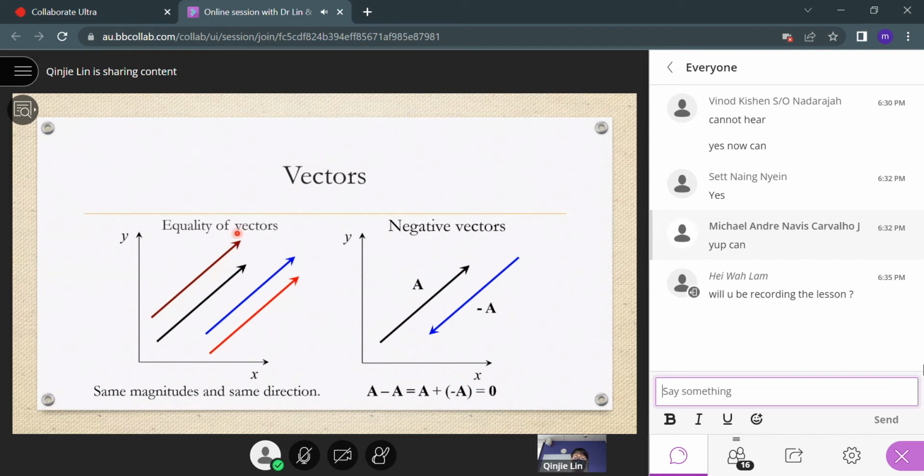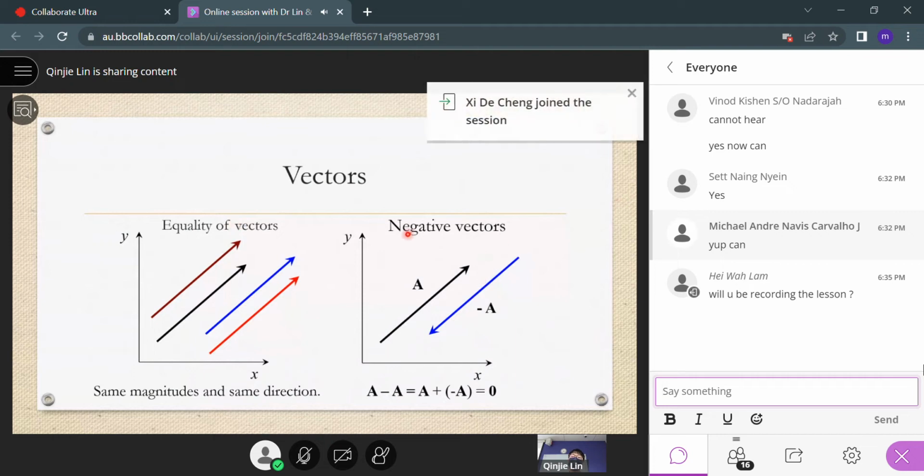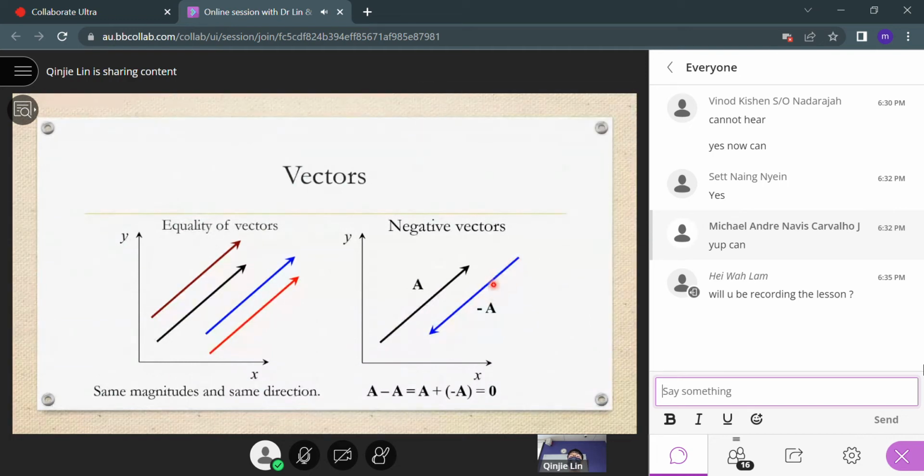Equality of vectors. These have the same magnitudes and same direction. If you have vectors like this, although they start from different points, you see one starts from here, one starts from here, this one starts from here, if they point in the same direction and have the same magnitude, they are equal. Negative vector: if we have a negative of a vector, that means we will just draw the arrow in the opposite direction. But the length of the arrow will stay the same because the magnitude should be the same, just that the direction you reverse. That's a negative vector.